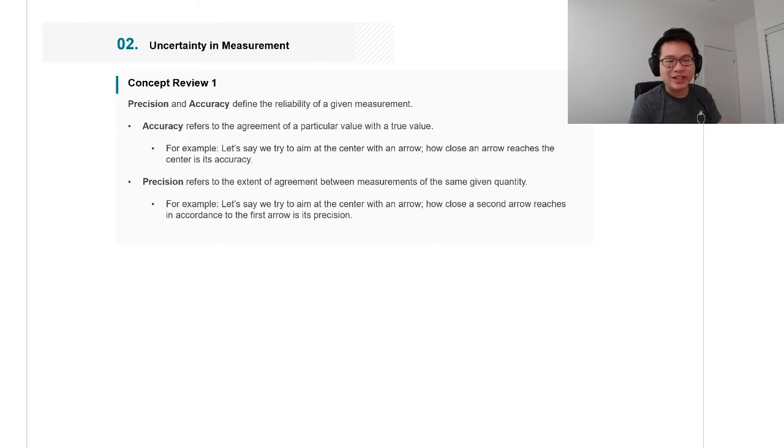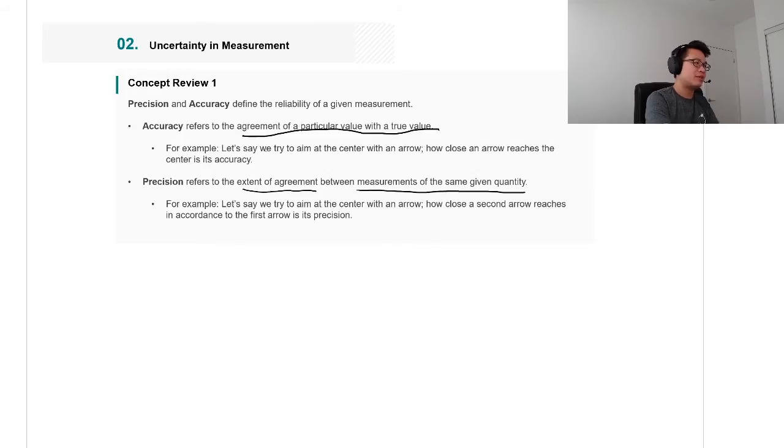In order to define the reliability of a measurement, we use two different terms: accuracy and precision. So let's look at the slide over here. Accuracy is the agreement of a particular value with a true value. Precision is the extent of agreement between measurements of the same given quantity. Yeah, it kind of makes sense.